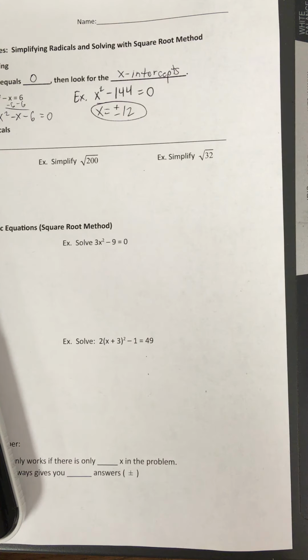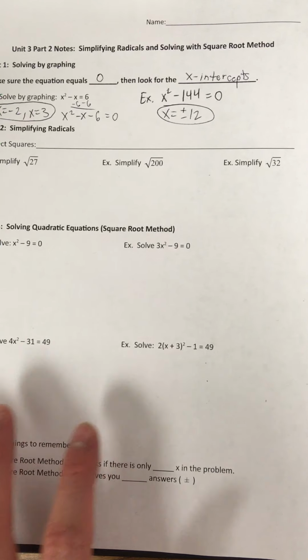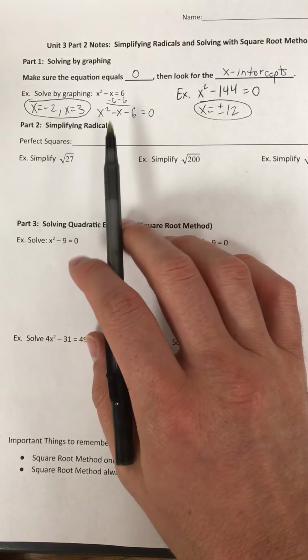So that can help you, especially when you take the ACT. That's sort of a quick way to get the answers if you don't want to sit there and try to figure out the factors. Now, the next part of this lesson, simplifying radicals.